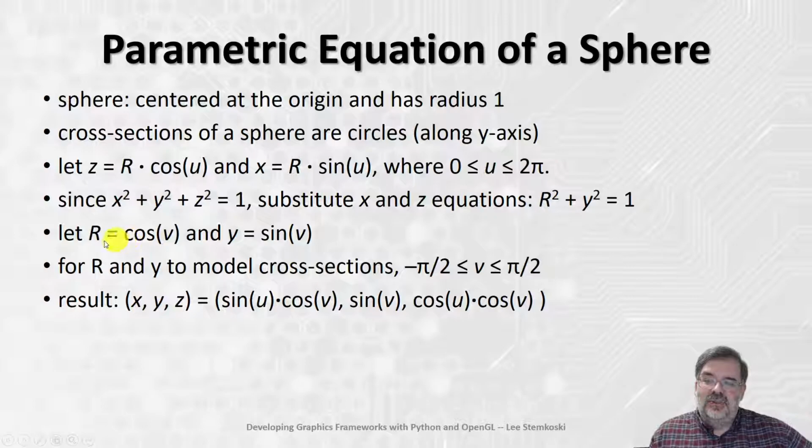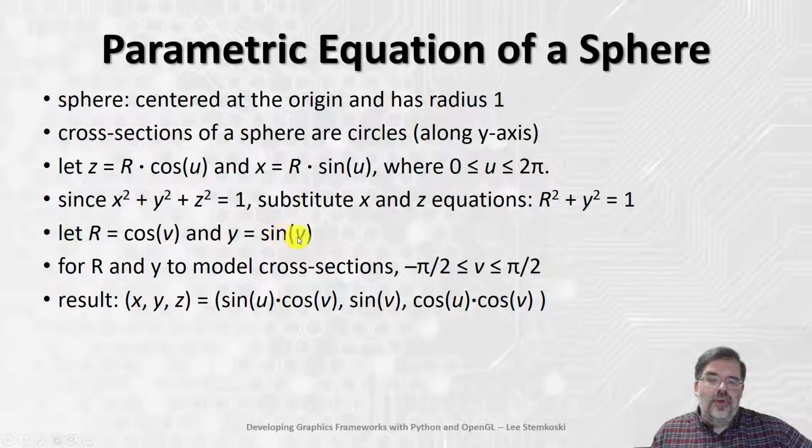So again, for r, let's let that be cosine, but we need to use a different variable this time. Let's make that v. And y, let's let that equal sine of v. And in this case, we know that this is going to equal 1. This is the 1 from over here. And so there are no coefficients in front of this sine and cosine.